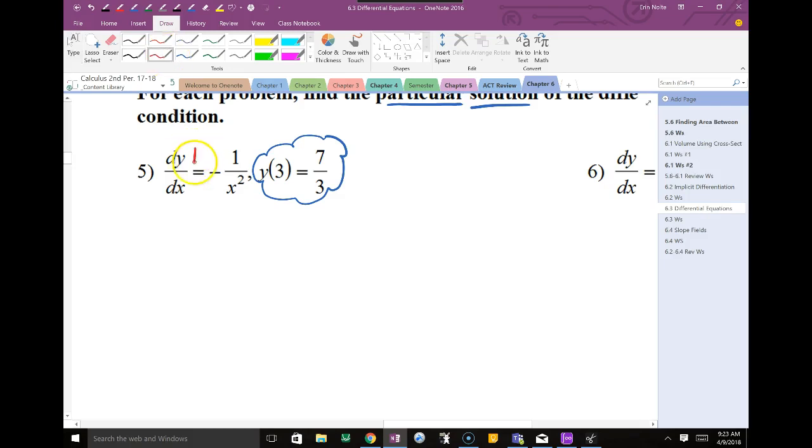Multiply by dx. Okay, so I have dy equals, and then how do you guys feel about pulling the x squared up? So that would just be x to the negative 2 dx. Everybody okay there?